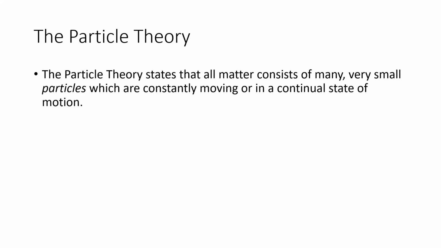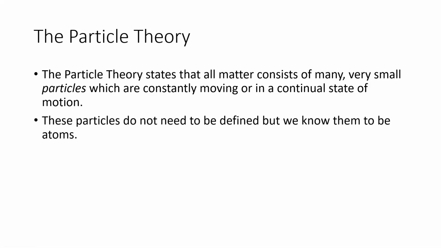So, the particle theory states that all matter consists of many very small particles which are constantly moving or in a continual state of motion. So, the important thing to take away from this is that everything in the world that is made up of matter, which we learnt last term is anything that has mass and takes up space, consists of many very small particles. Now, if you were to provide a name for those particles, they would be atoms.